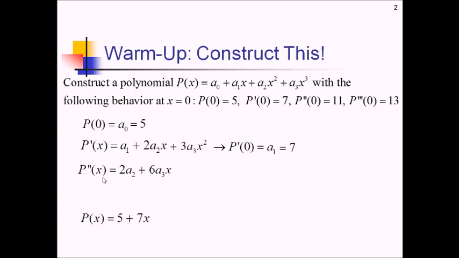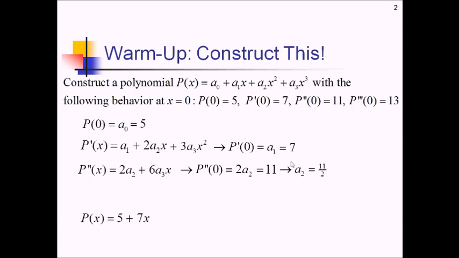If I plug 0 into p double prime, I've just got 2 a sub 2 because this x term is going away. Now they also told us p double prime of 0 has a value of 11. So let me set this expression equal to 11 because that's what it needs to equal. So we see here then that a sub 2 does not equal 11. It equals 11 over 2. There's a little more algebra to do at this point. But now that I've got a sub 2, I can plug that in up here, and I can tack on another term to my polynomial.